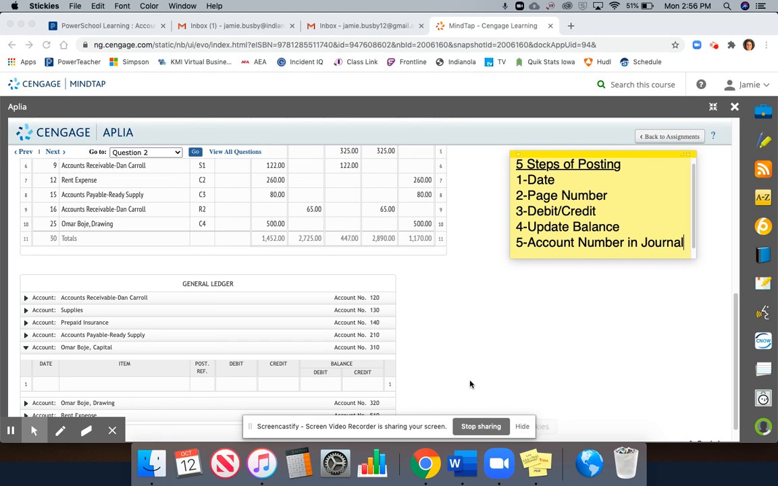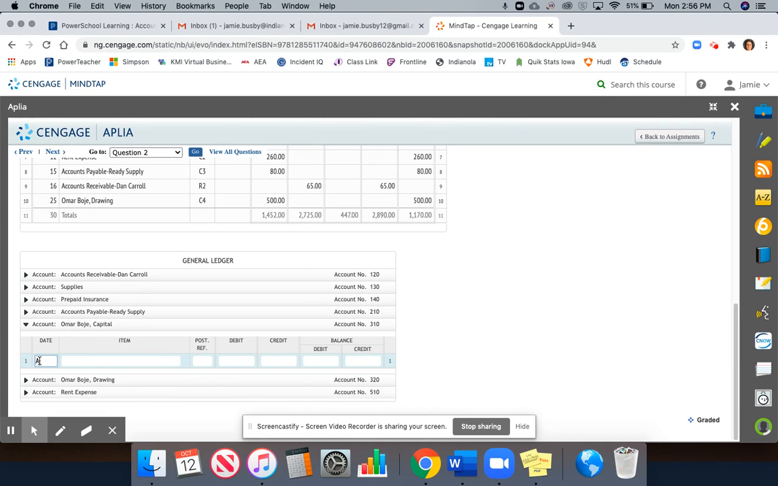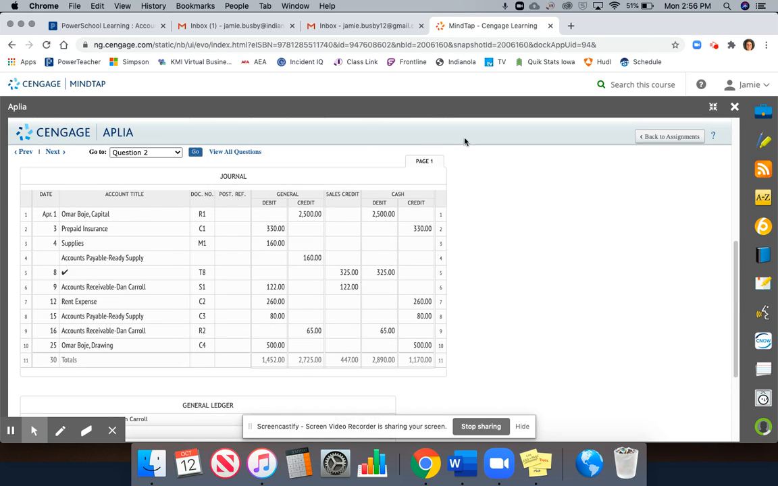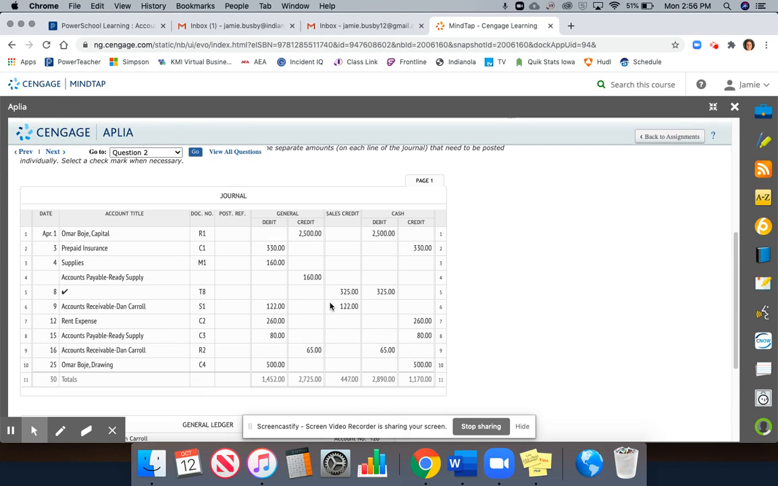So step 1, we're going to take our date, which was April 1st. Step 2, the page number. So we're at page 1, so in the post reference, we have page 1. Step 3, was it a debit or a credit? We had a credit of $2,500. And since that's the only number that we have so far, our balance, or our running total, is just $2,500. Last thing we need to do is take this account number 310, bring it back up into our journal, account number 310.